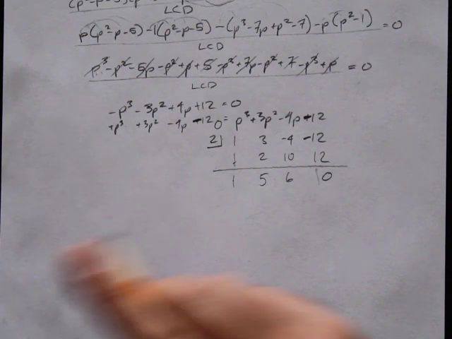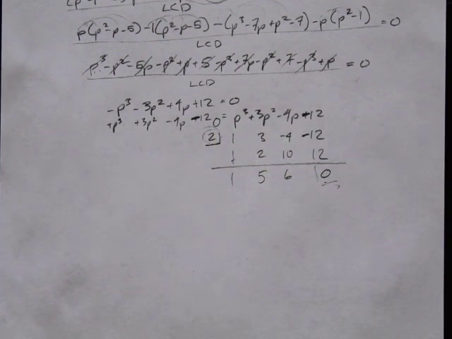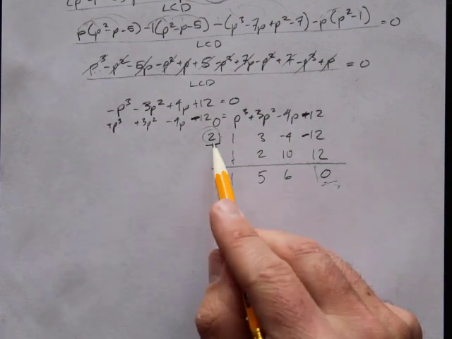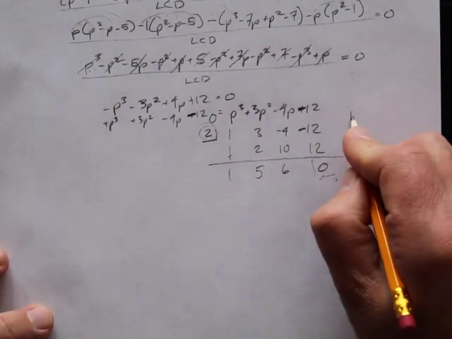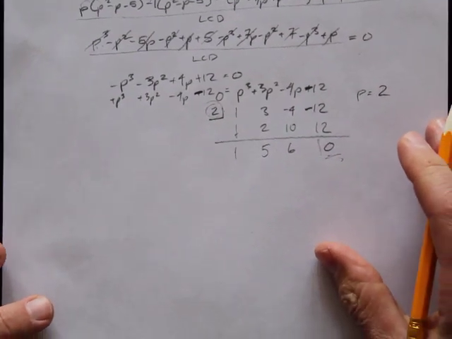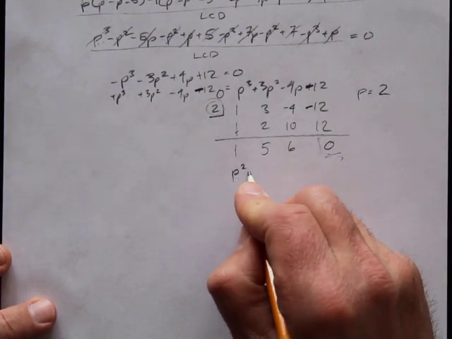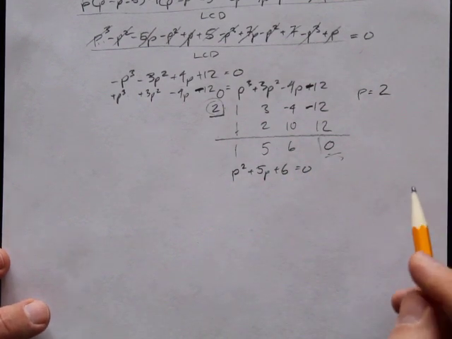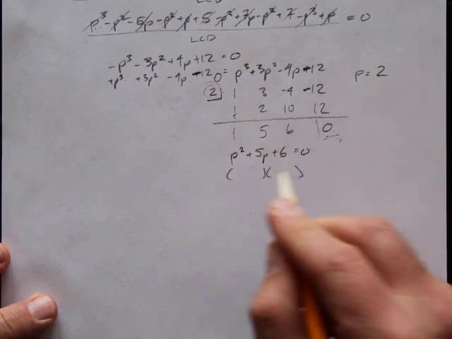Okay, so I have no remainder, so that means that 2 is a factor of this, or a 0, and so p equals 2. But it's going to also equal some other stuff, probably. So let's get my depressed polynomial here: p squared plus 5p plus 6 equals 0. And now I can factor this.